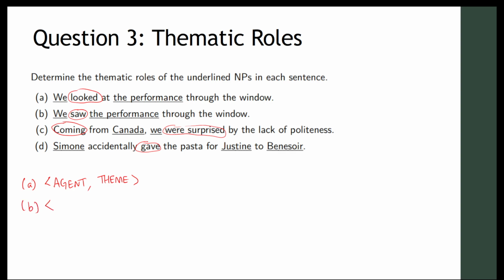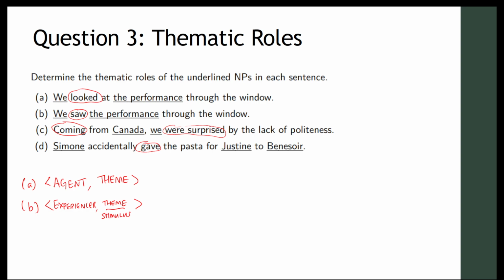Now in B, we see a slight contrast. So this is we saw the performance through the window. So when you see something, this is a passive action. You don't actively do something. This is an experience. So we, in this case, is what's called an experiencer. And the performance is just going to be the theme here as well. What you can also do instead of theme in this case, there's another category we're not going to use, but people tend to like this one. It's called the stimulus. It's the stimulus that's causing the experience.